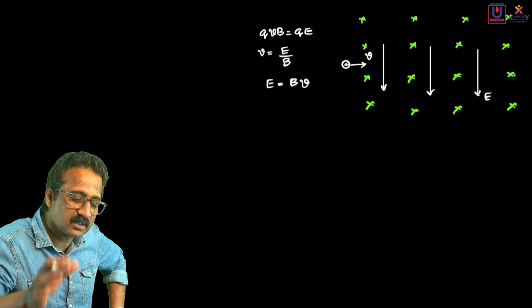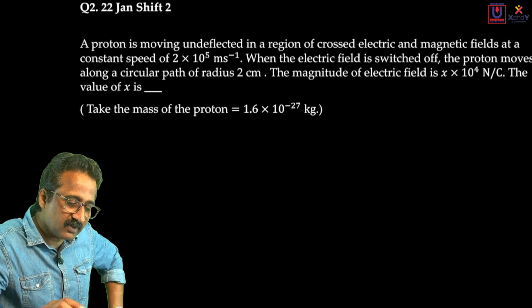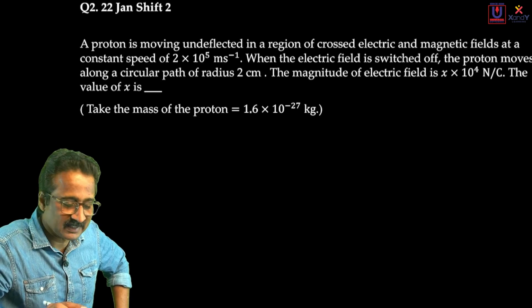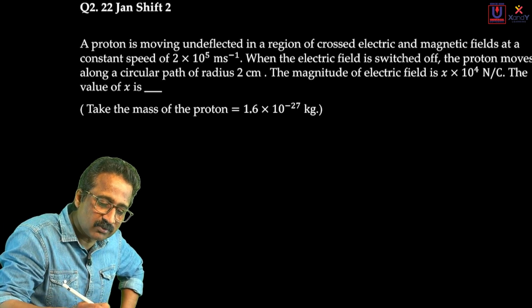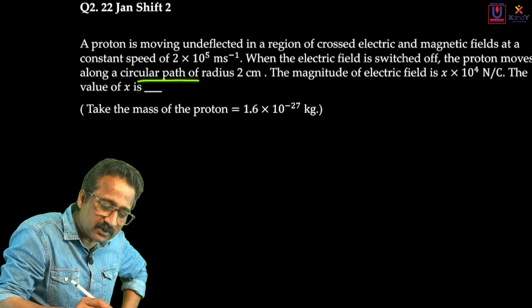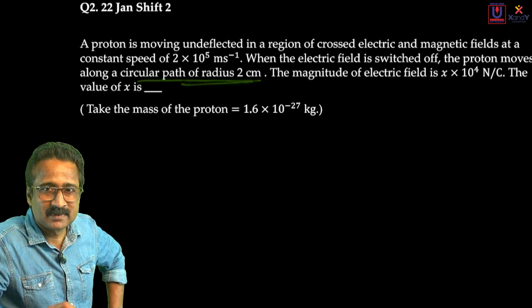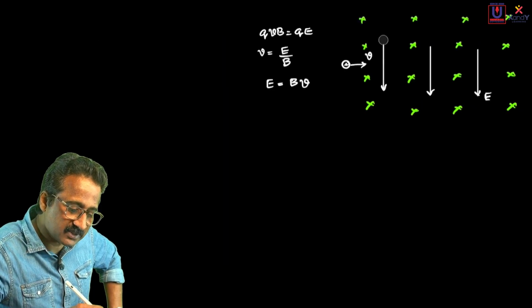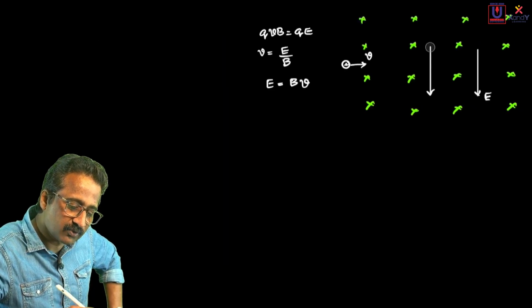That is not mentioned. In order to tell you what the magnetic field is, they indirectly tell you what happens when the electric field is removed. They say that when the electric field is removed, the particle takes a circular path of radius 2 centimeter. You know that if you suddenly remove this electric field, let me try to show what happens here. Suppose this electric field is removed from this region.